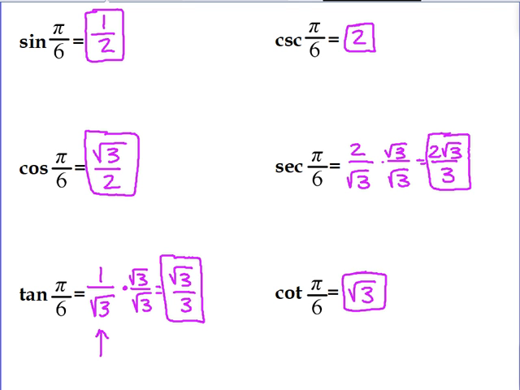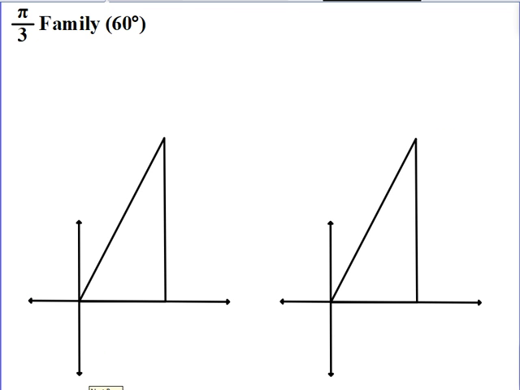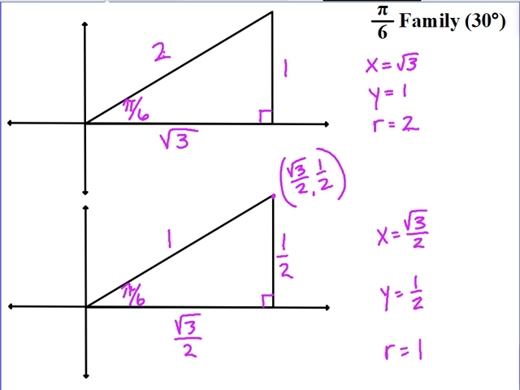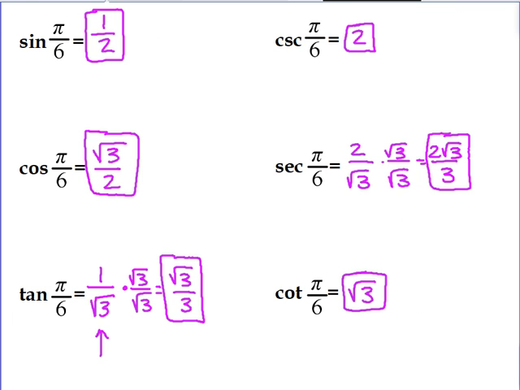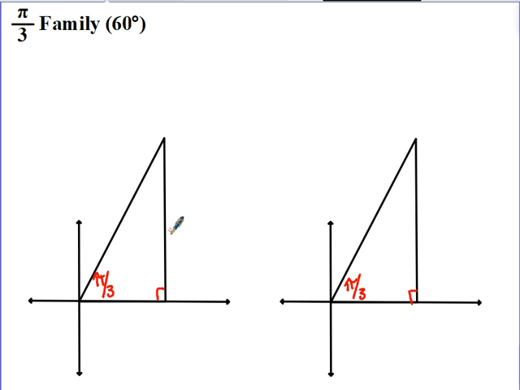Okay, now let's go to the pi over 3 family. So the pi over 3 family, now pi over 3 is the angle that's here in my triangle. Okay, so now I'm just orienting the triangle a little bit differently. So it's the same triangle with the same values, but now square root of 3 is here, 1 is here, and 2 is still my hypotenuse. It's still the same triangle.